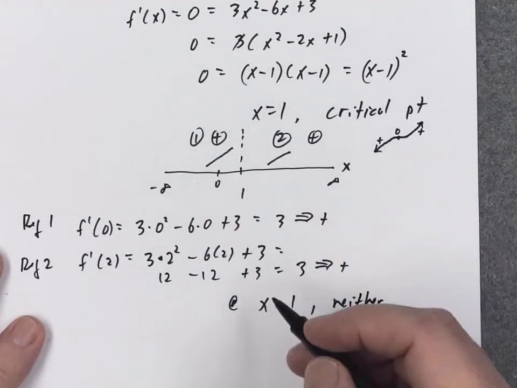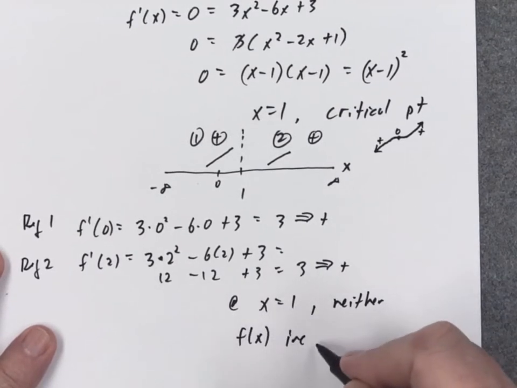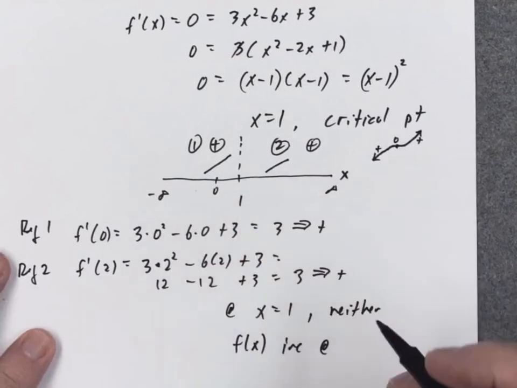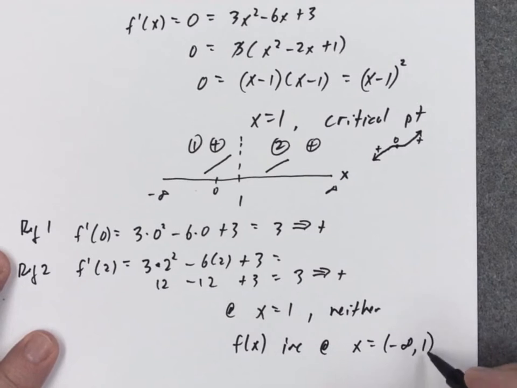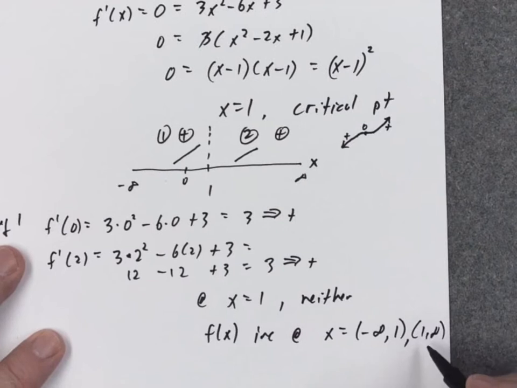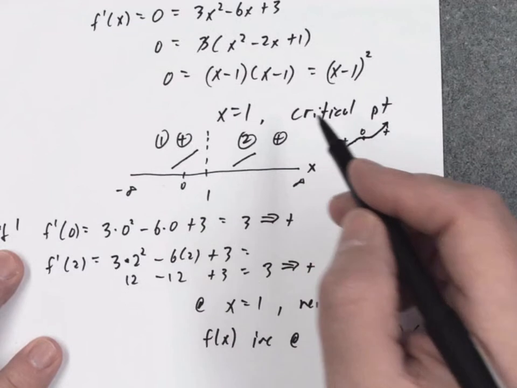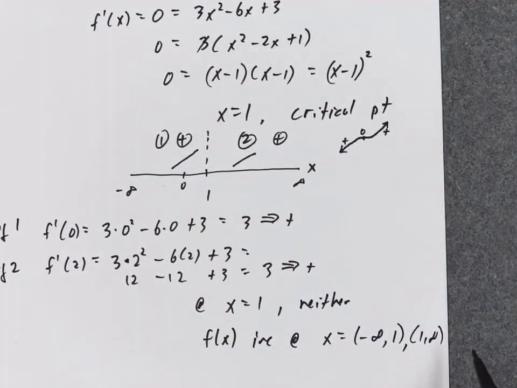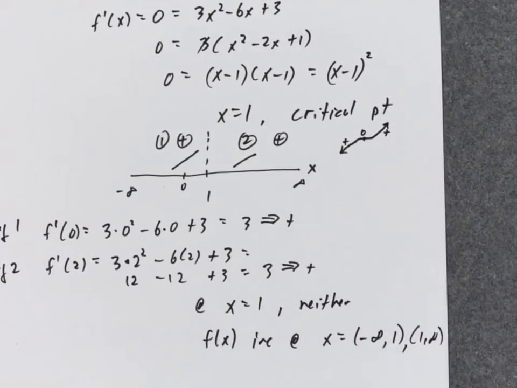So therefore, I now know this function's increasing from negative infinity to 1, and then also from 1 to infinity. There's only one place here, when x is 1, where it's not increasing. It levels off, but then it starts going up again. So there's 2 regions where the function increases. So there's my critical point. There's where it's increasing, and there's no place where the function is decreasing.